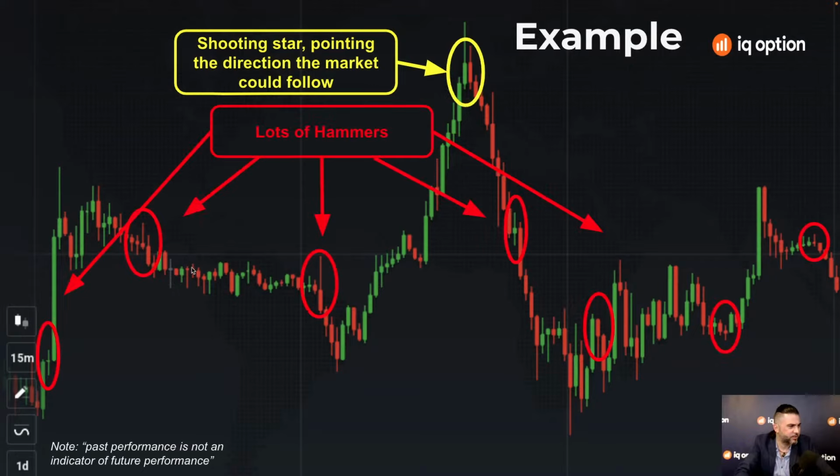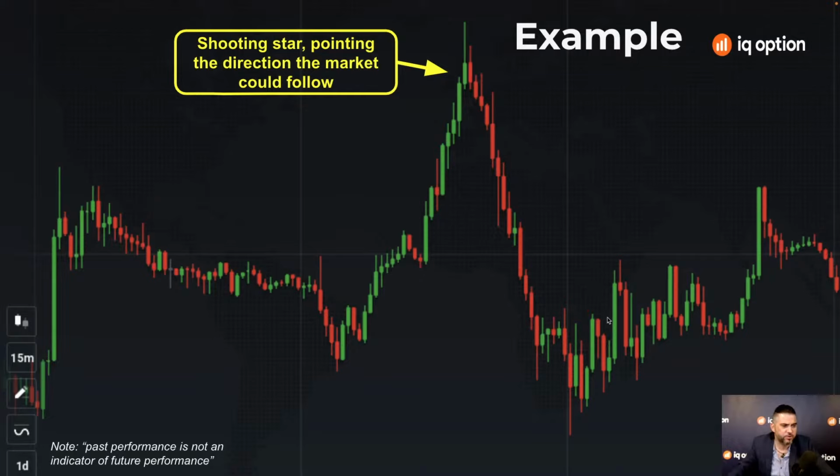For example, let's see a bullish hammer. Let me just go back, let me make it easier. This would be considered a bullish hammer, although it would be nice to have a smaller wick on top there. And here, this one's a very nice one in this example. So if you can see here, this does look like a perfect hammer.